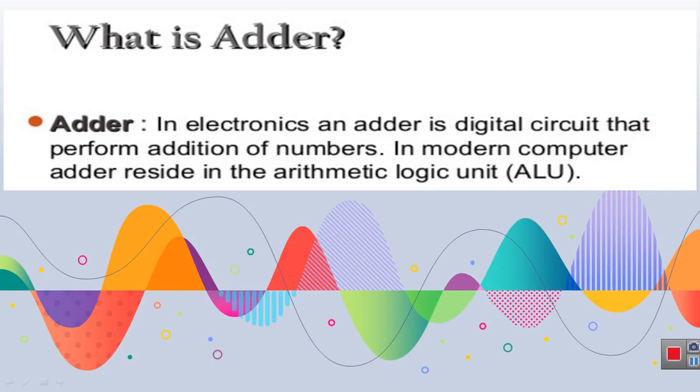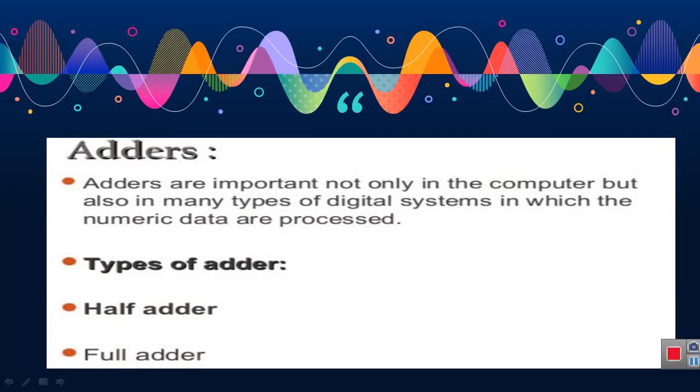First of all, what is adder? In electronics, adder is a digital circuit that performs addition of numbers. In modern computers, adders reside in the arithmetic logic unit. Adders are important not only in the computer but also in many types of digital systems in which numeric data are processed. Types of adder: half adder and full adder.